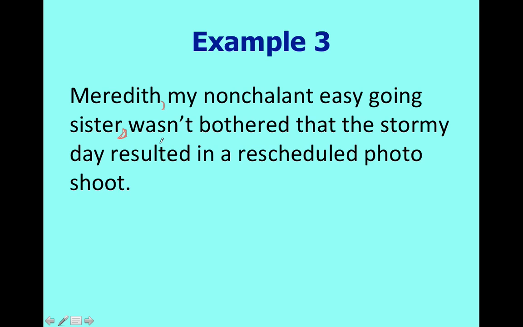Okay, same thing with a closer as with an opener. So if we had a closer at the end of the sentence, like for example, in this sentence, if we had Meredith, my nonchalant, easygoing sister, wasn't bothered that the stormy day resulted in a rescheduled photo shoot, and then we maybe even added something after that, like we would put a comma, and then maybe we say something at the end like after it had already been scheduled 3 times, that we added some non-essential information at the end there. You might want to add that comma. So those are the rules for openers, closers, and interrupters.